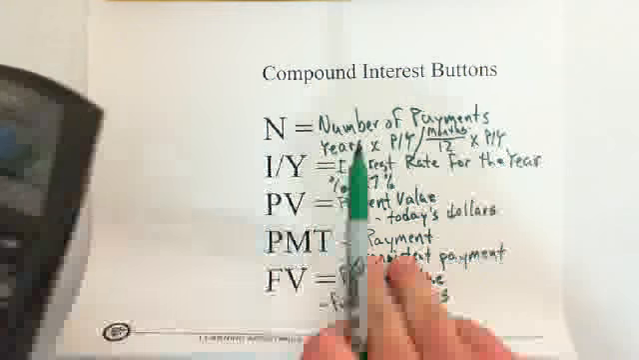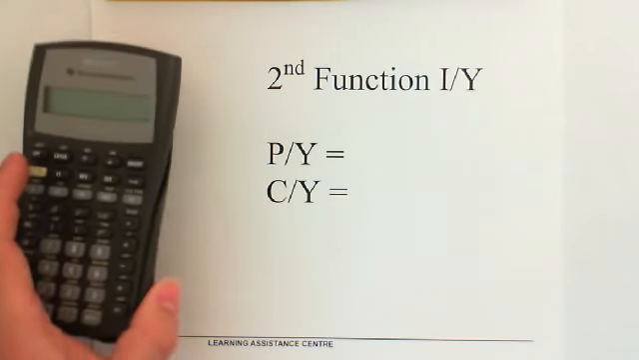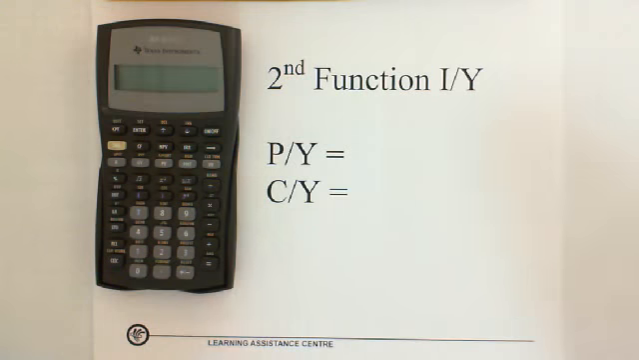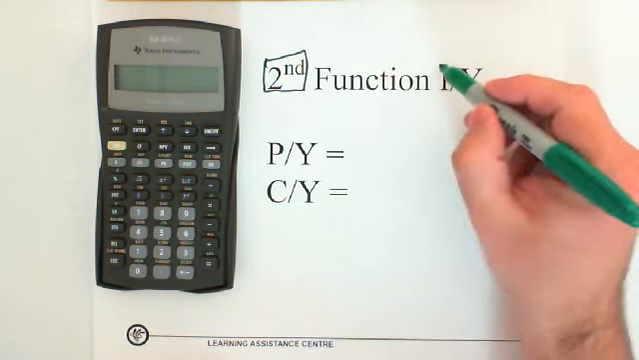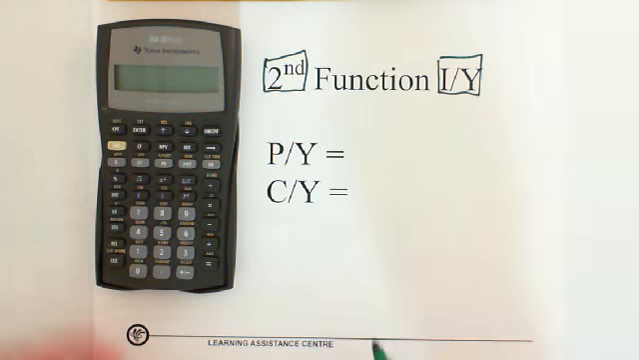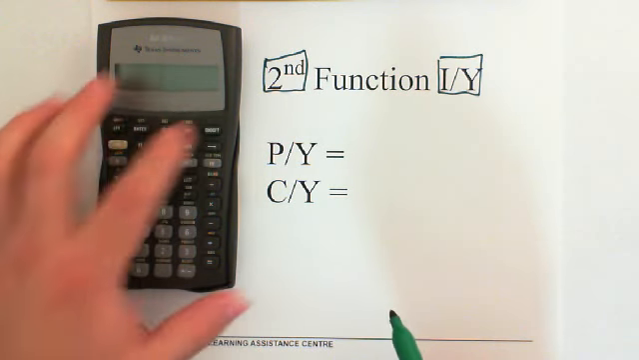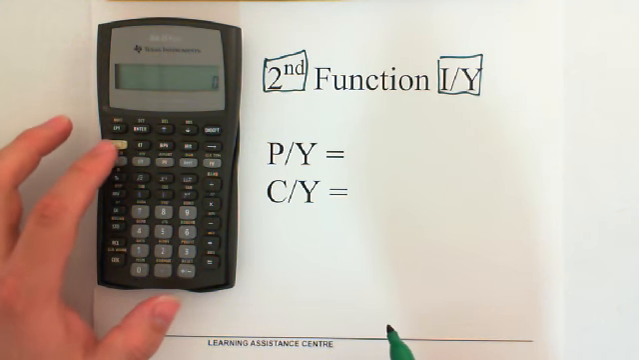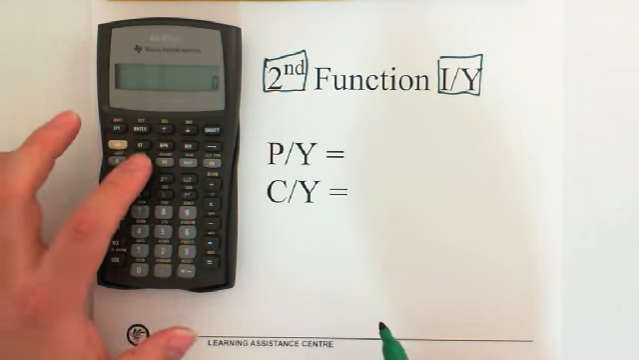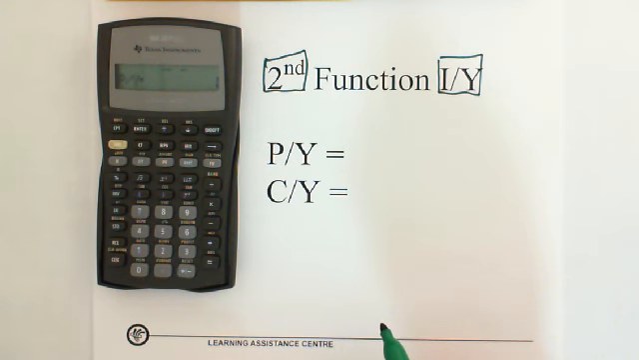Now there's one other function we have to use, and that's the second function IY. So the second function button and then the IY button. So let's just turn the calculator on and give you an example of second function IY. So this is our second button here, so the yellow and then IY, so second function IY.